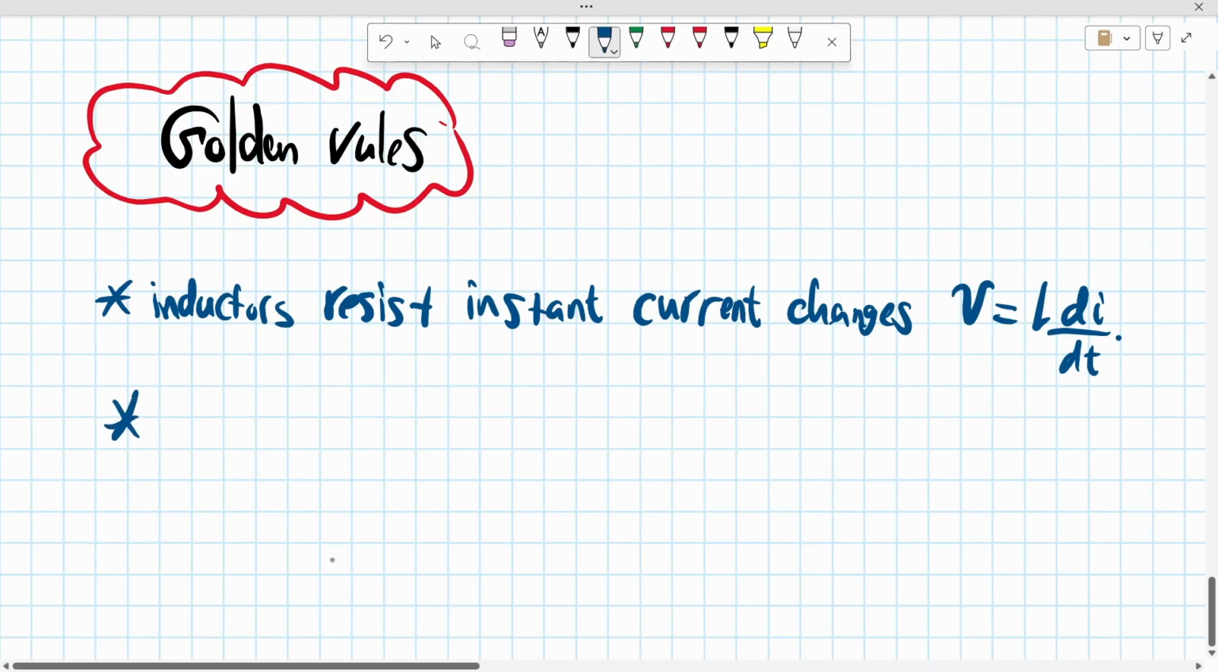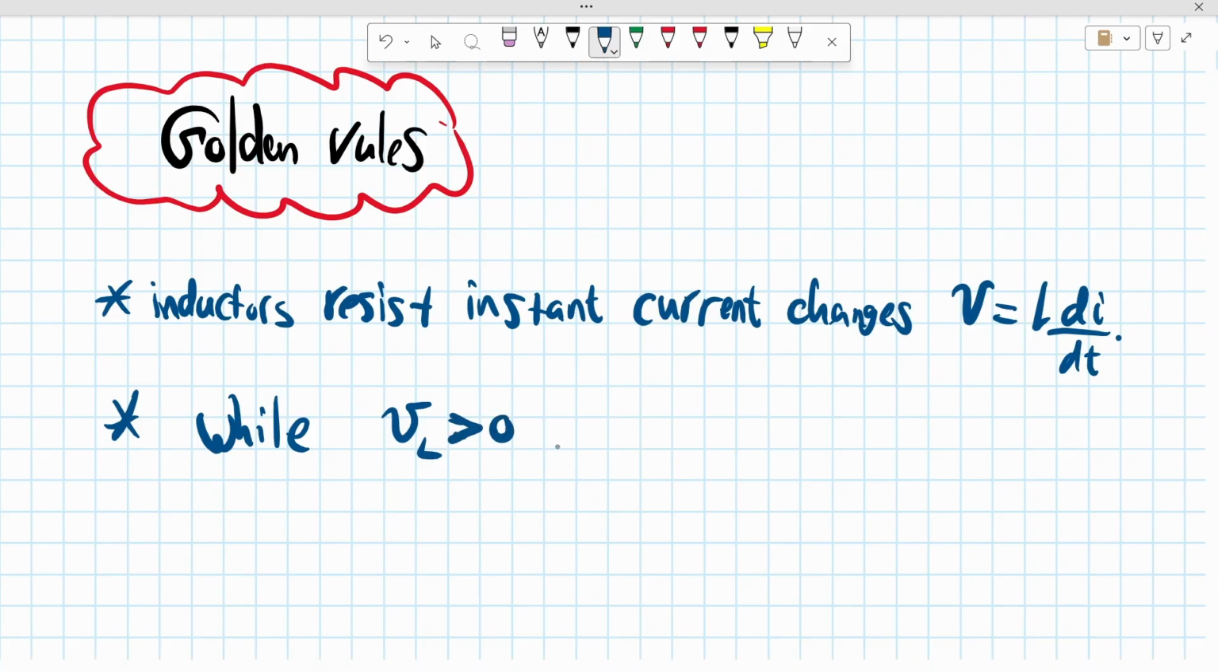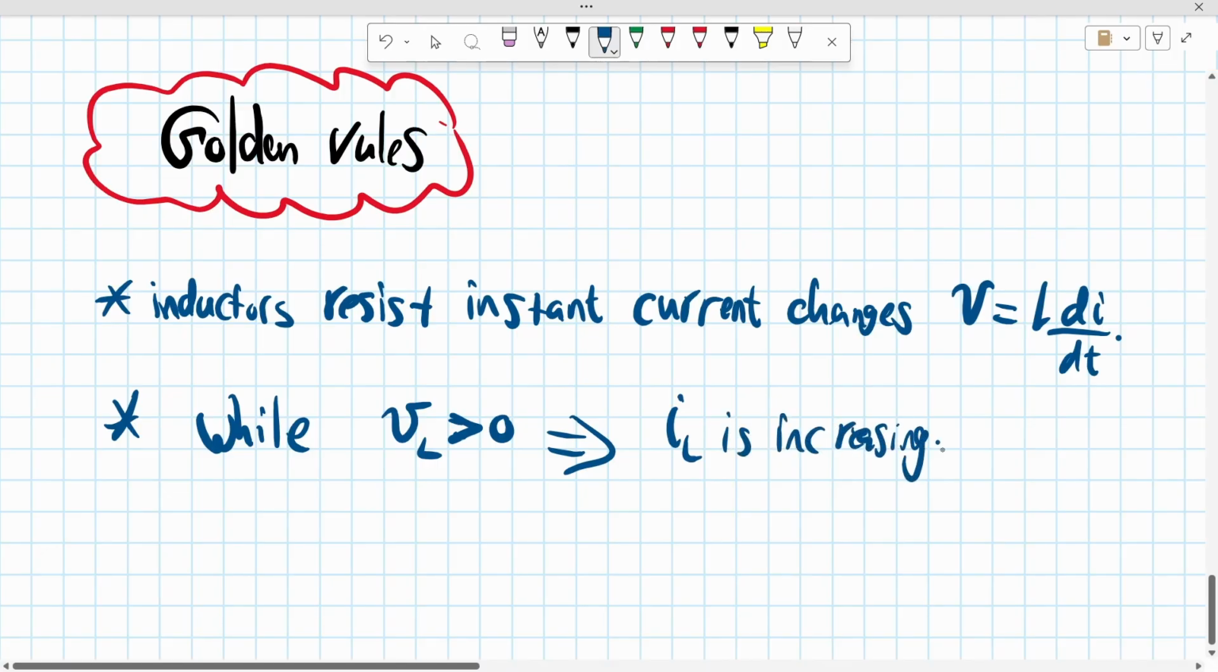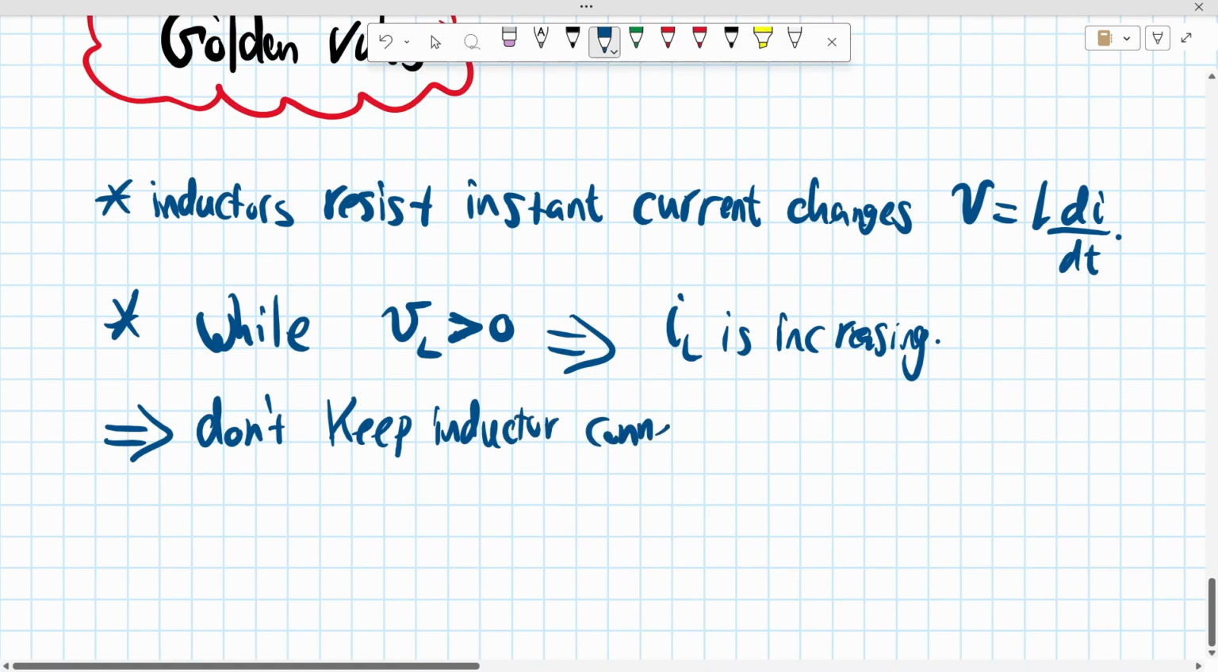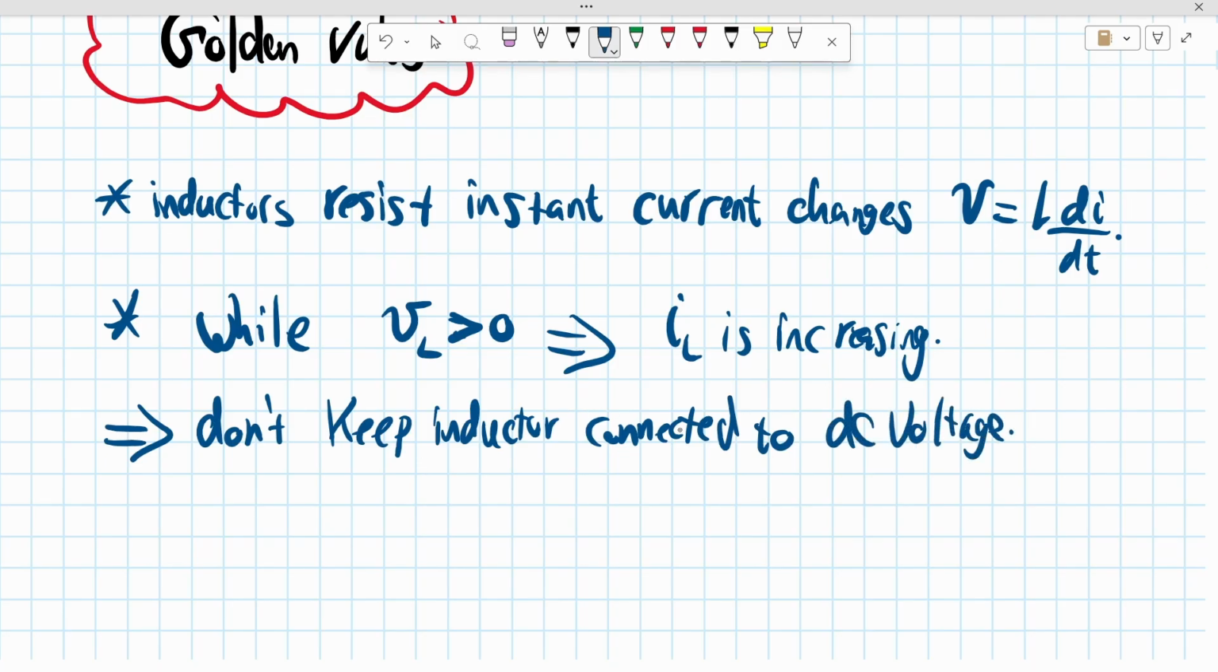Second golden rule. While VL equals some positive value, IL is increasing, which means don't keep inductor connected to DC voltage, because this is bad.